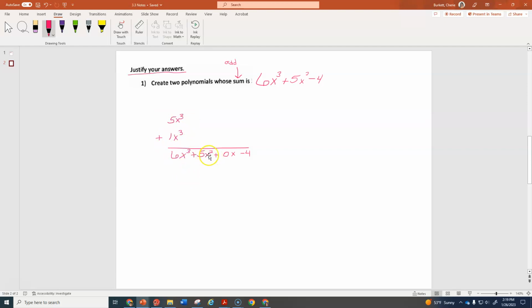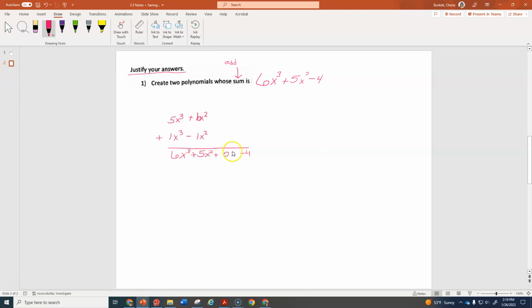The next term is you want to end up with a 5x squared. So we need two numbers that add together to give me 5x squared. Let's make one of them positive, one of them negative. So let's say I have a positive 1x squared. I can put that together with the negative. Oh no, I better do this. Let's make it a positive 6x squared, and then let's make it a negative 1x squared. A positive 6 and a negative 1 will combine together to give me a positive 5.